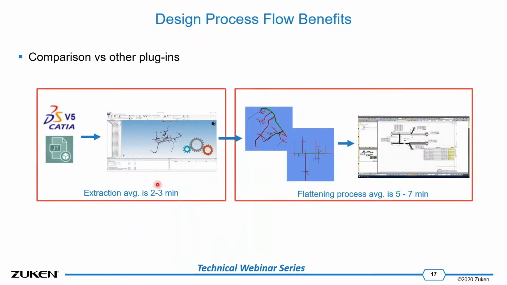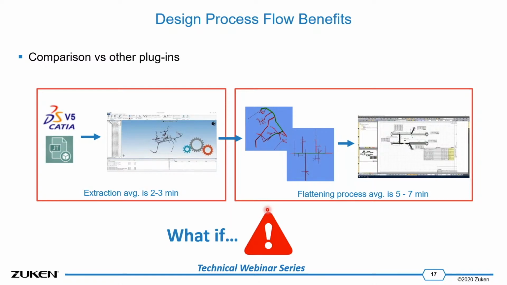To give you some design flow benefits of E3 3D Transformer, within the same format and the same files, you have an average time of 2 to 3 minutes to import those files. The extraction process takes 2 to 3 minutes to get that exact same data that you would get out of the other plugins. And then running through the flattening process is again 5 to 7 minutes.